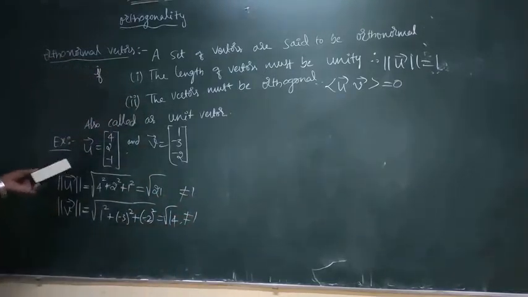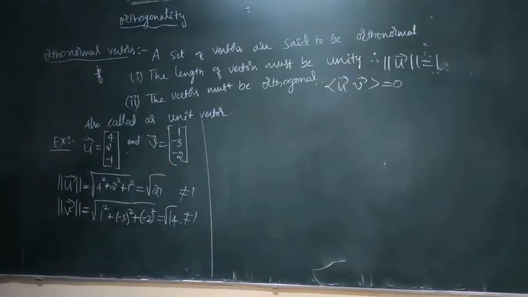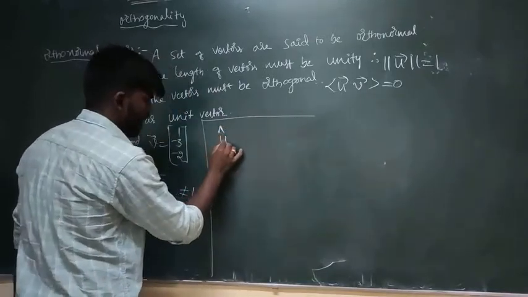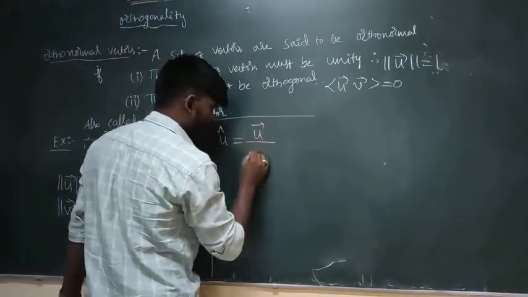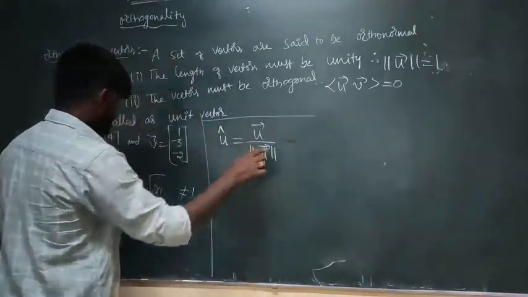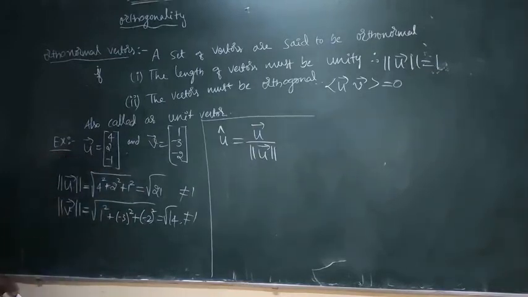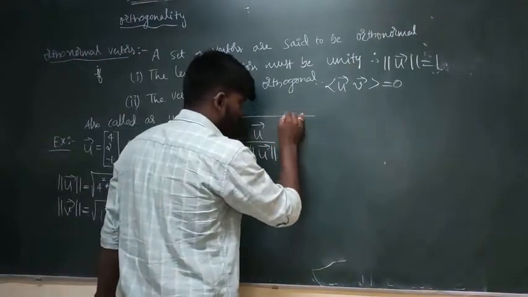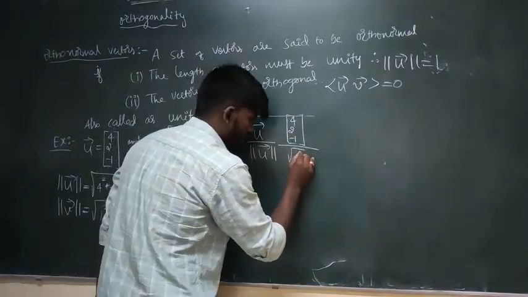Therefore, to find the orthonormal vector, we already have a formula. The orthonormal vector, which we denote by U cap, is nothing but the unit vector, which equals vector U divided by the norm of vector U. Vector U is the given vector (4, 2, -1) and its norm is root 21, the square root of 21.